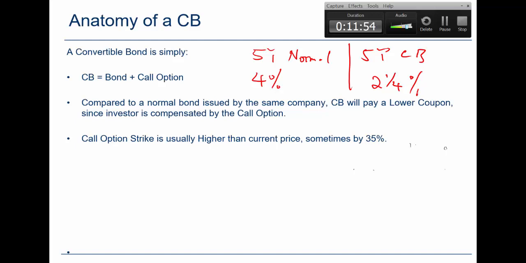Now the call option strike is normally substantially higher than the current stock price. So your current stock price may be 100, and then maybe the CB strike could be like 135. So the conversion doesn't happen unless the stock price goes up a lot. Now I'm talking about CBs in the American market.